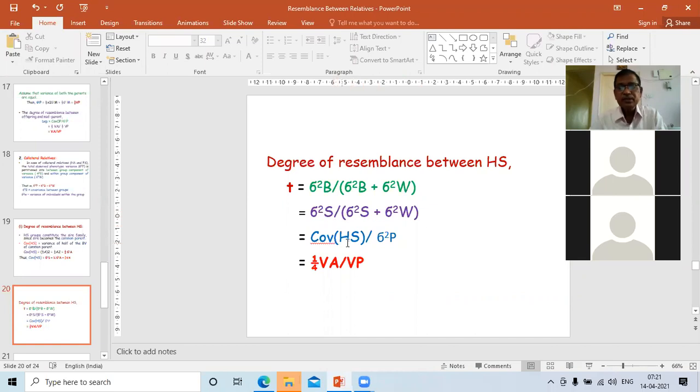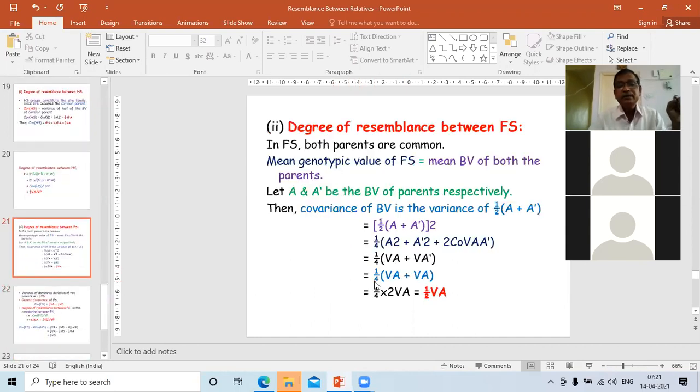So this is again equal to covariance of half sibs by sigma square P, because sigma square S plus sigma square W is equal to sigma square P, and covariance of half sibs is equal to 1/4 VA, and sigma square P is equal to VP. So it is 1/4 VA by VP. So the degree of resemblance between half sibs is equal to 1/4 VA by VP. You just remember this formula. Next, degree of resemblance between full sibs.